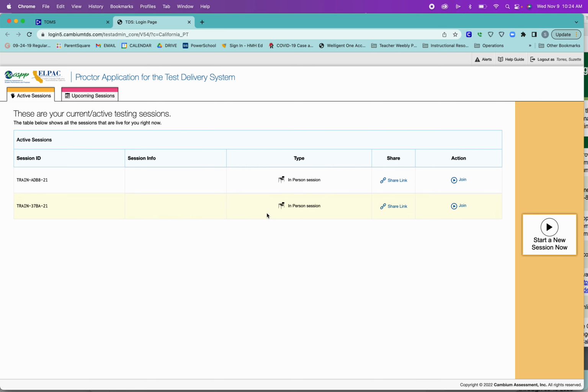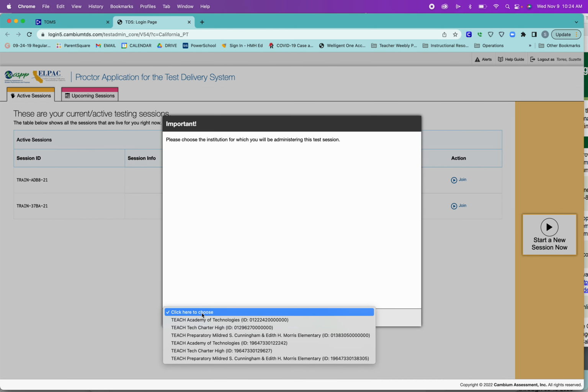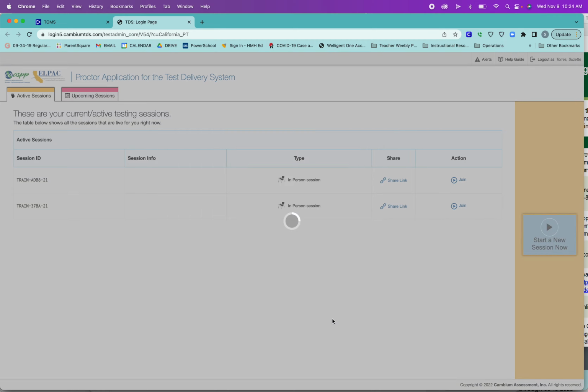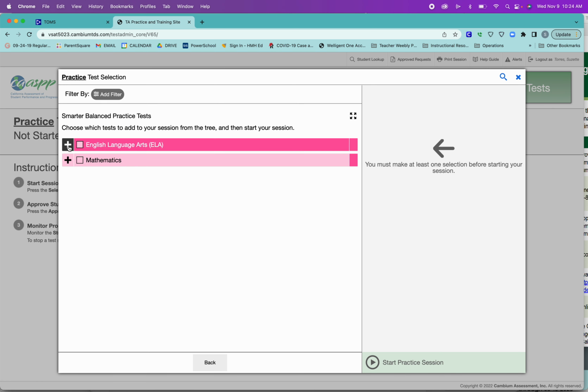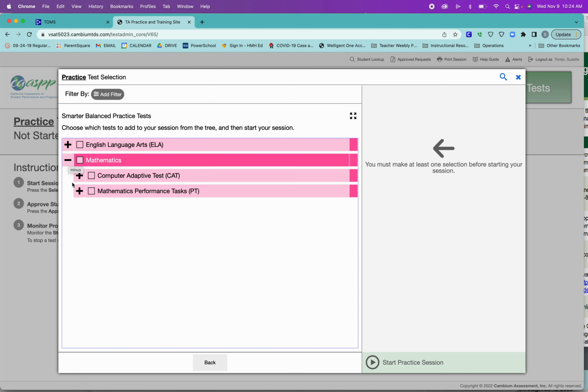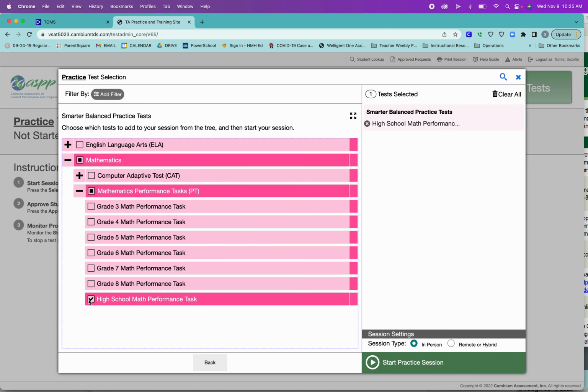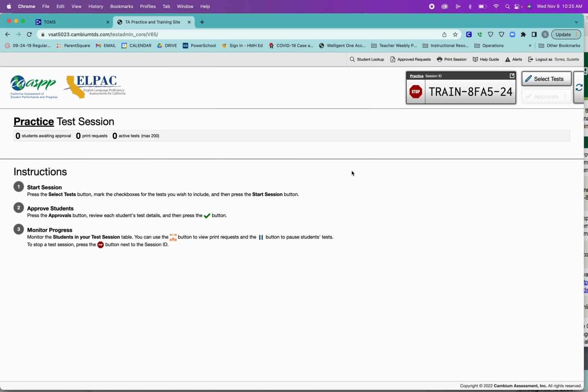The practice and training system allows you to set up a practice or training session where you see your school and you're going to choose practice or training. Practice allows the students to practice the types of questions that they might see on the interim assessment or the summative assessment. You start your practice session and have your students join. This is the session ID that you would give them.